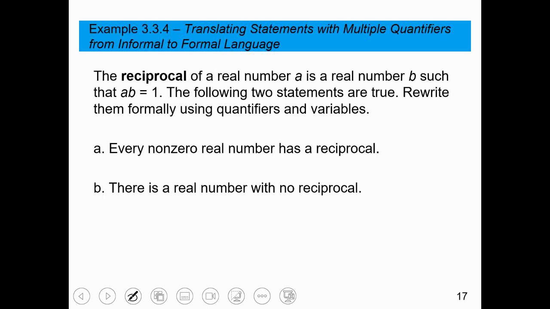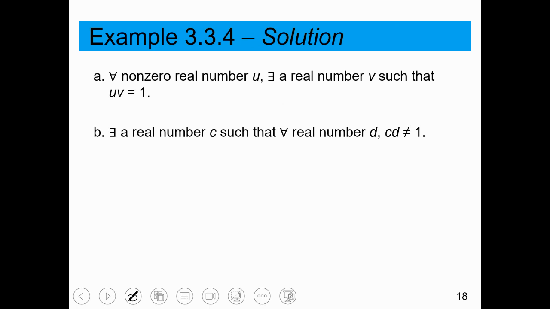Again, I really encourage you, pause this video, read these again. Look at these translations. Process it. That's really the best thing to do. Just pause and think through what each of these is saying.